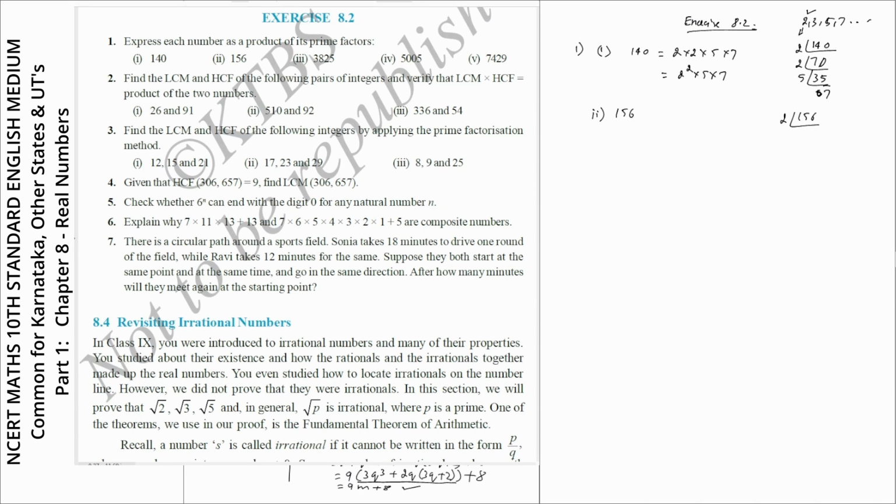Now 2 sevens are 14. Then 2 eights are 16. Now again divide by 2. This is an even number, so it is divisible by 2. 2 threes are 6, 2 nines are 18.